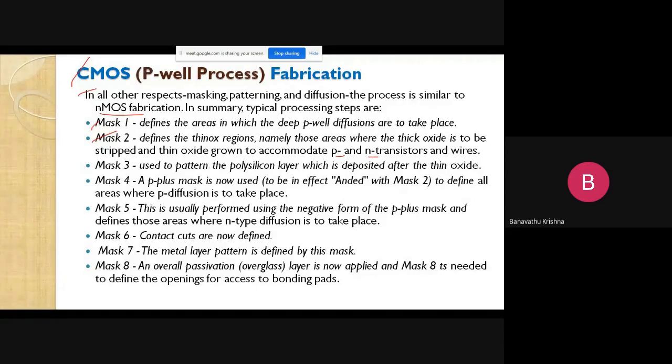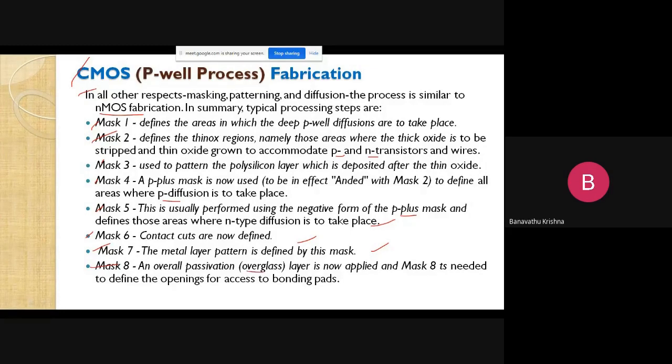Okay, and then polysilicon, and then P plus defines the areas for P diffusions, and then mask 5. This is usually performed using the negative form of the P plus mask, and defines those areas where N-type diffusion impurities are to take place. Next one, mask 6, contact cuts are now defined, and the seventh one is the metal layer pattern defined by the mask. The next one is the overall passivation, that is over glass for the smoothness.